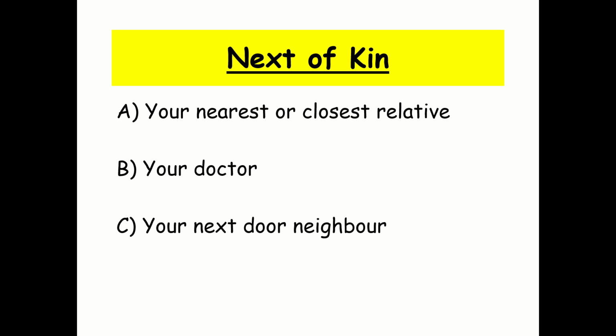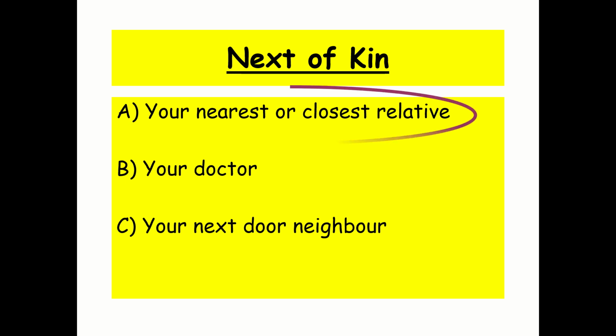Okay, next of kin. Is it A, your nearest or closest relative? B, your doctor? Or C, your next door neighbour? Let's check the answer. So the answer is A, your nearest or closest relative.